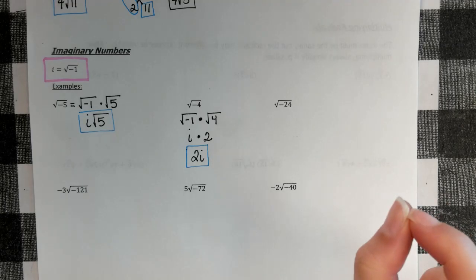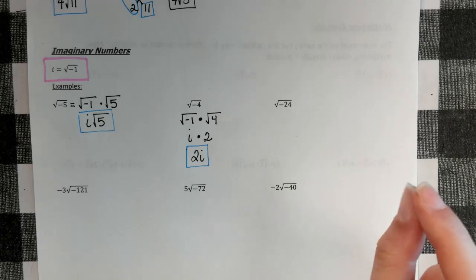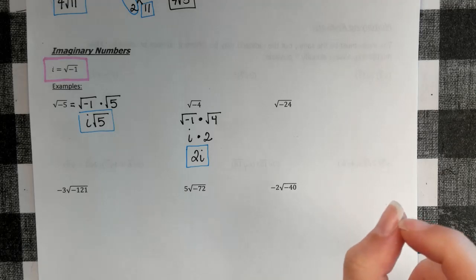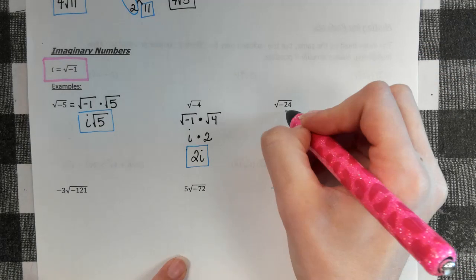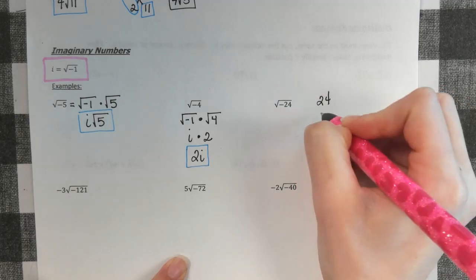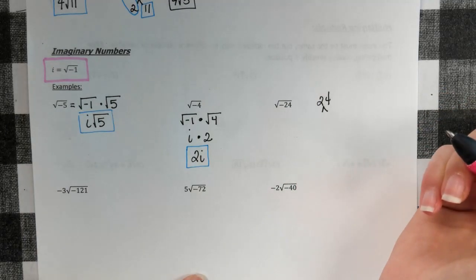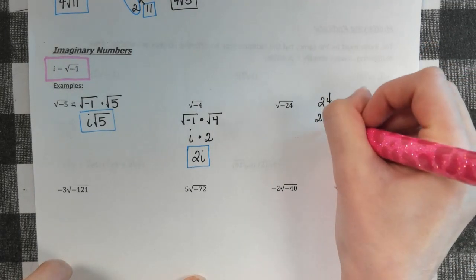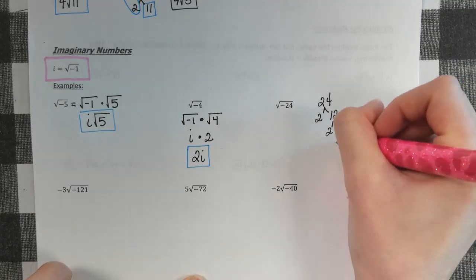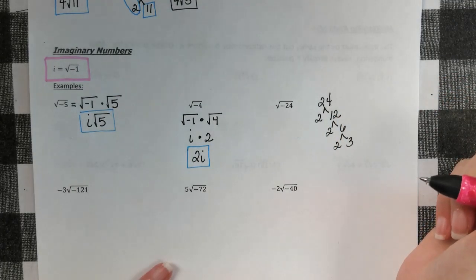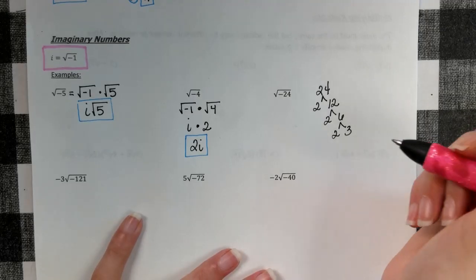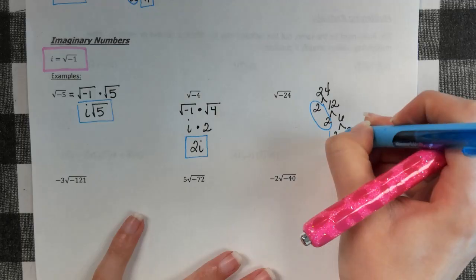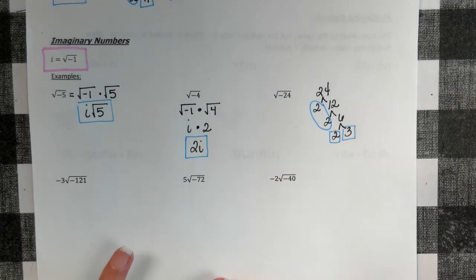Okay? So if I have the square root of -24, I have a negative, so I know what's going to come out: an i. So what I'm going to do is take this 24 and do my prime factorization for that. So 24 can split 2 and 12. 12 can split 2 and 6. 6 can split 2 and 3. You follow me? Okay. I have a pair of 2s. Now this 2 is left over and this 3 is left over.